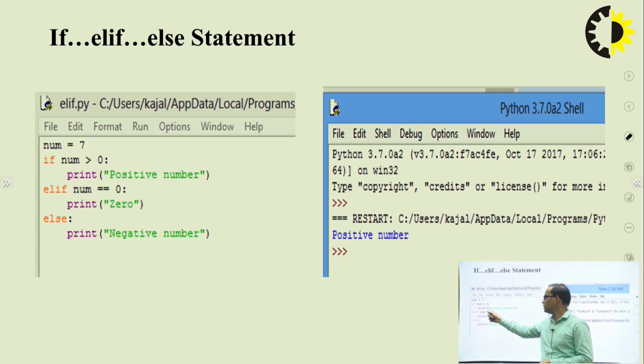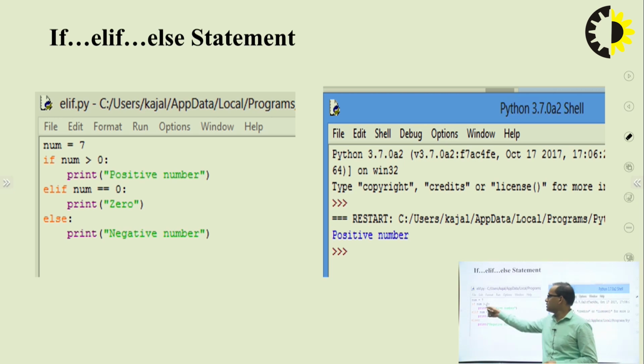If num is greater than 0, then this statement will execute: positive number. Condition 1 is num greater than 0. Condition 2 is num is equal to 0. If num is equal to 0, then it will print 0. If neither num is greater than 0 nor num is equal to 0, in that case, the statement defined inside the else block will be executed.